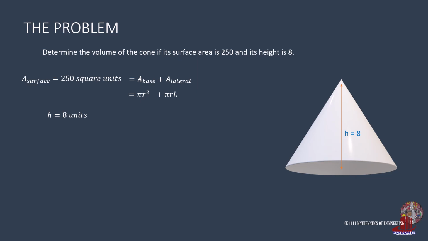To relate r to L, we use a triangle with base of r and height of 8 units as given. L, or the slant height, is then the hypotenuse, which can be solved using the Pythagorean theorem. L is then the root of r squared plus 8 squared. L is simplified as the root of r squared plus 64.